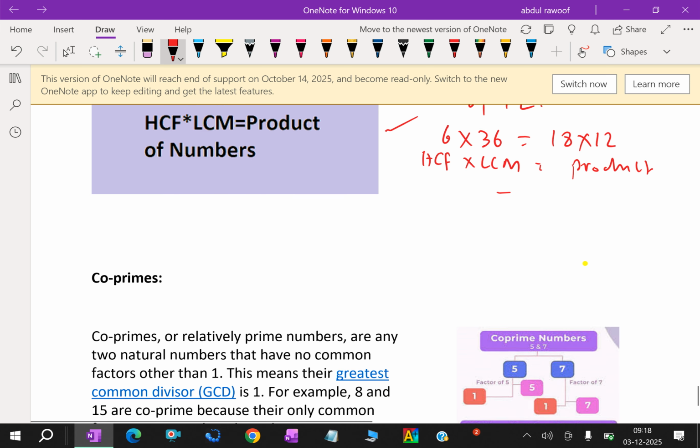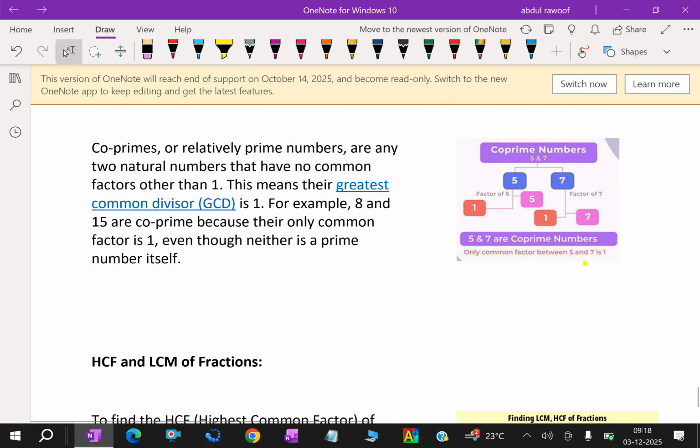Next one, what is co-primes? Co-primes are relatively prime numbers, or any two natural numbers that have no common factors other than 1. This means their greatest common divisor, GCD, is 1.